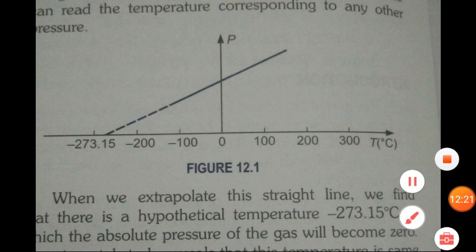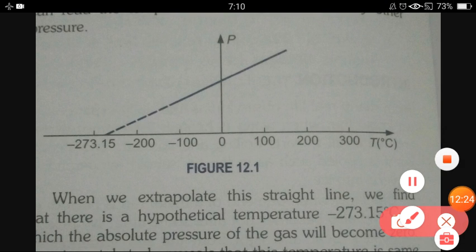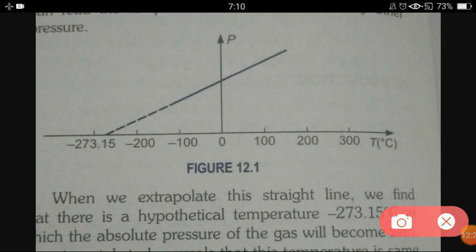So here with increase in temperature, the pressure is also increasing. It means that if we decrease the temperature, the pressure should also decrease. Here we have decreased the temperature below 0 degree, and we have noticed that the pressure is also decreasing. At minus 100 degrees Celsius, the pressure doesn't become 0. Pressure is not becoming 0 here.